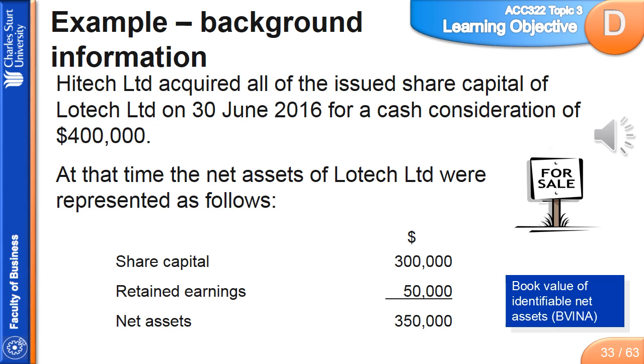So we'll go over to the next slide now and figure out if there are any assets or liabilities which weren't at their fair value, and we'll need to determine what that increase or decrease is to figure out what the fair value of identifiable net assets are.